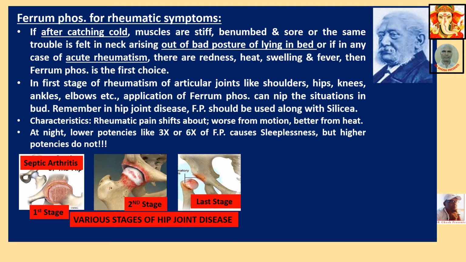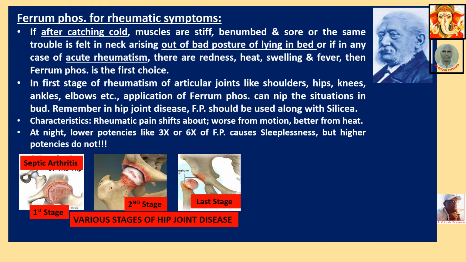At night, lower potencies like 3x, 6x of Ferrum phos cause sleeplessness, but higher potencies do not. This is a very important instruction given by the top-ranking tissue salt specialist, that we should not use lower potency of Ferrum phos in the night or near evening, because this may hamper the patient's sleep. So try to avoid this. You can give 12x or anything else.